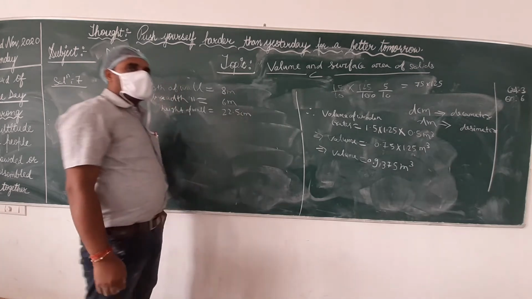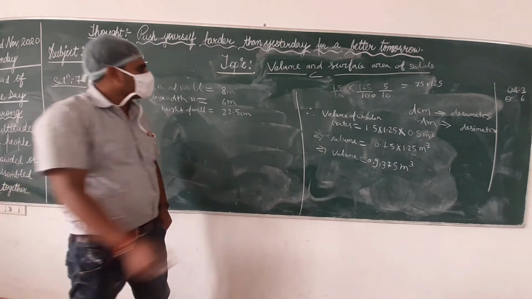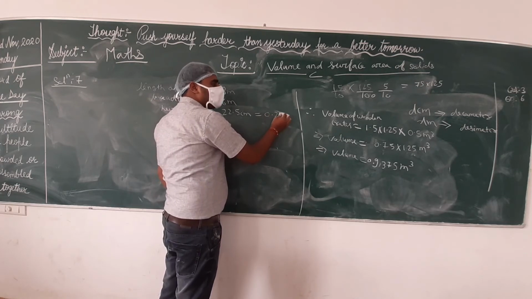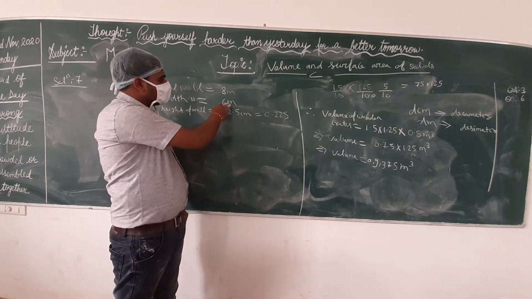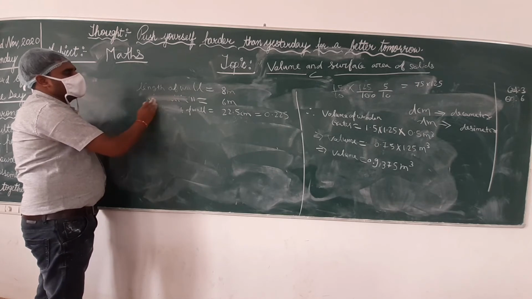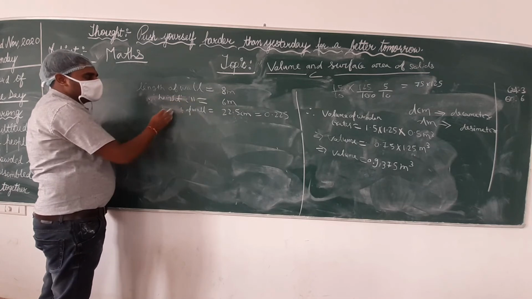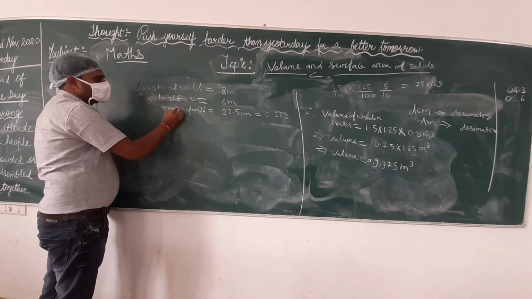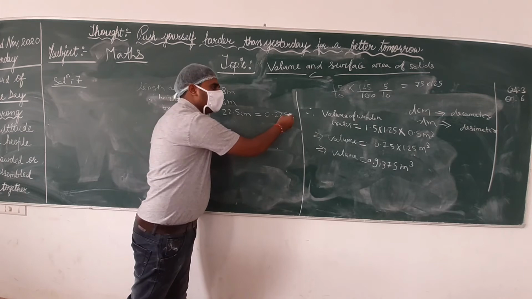It means if you want to convert the centimeter into meter, then you have to divide it by 100. This will be equal to what? 0.225. Anyone have any problem? Height is 6 meters. And here you mention height equal to 6 meters and width of the wall equal to the given 0.225 meter.